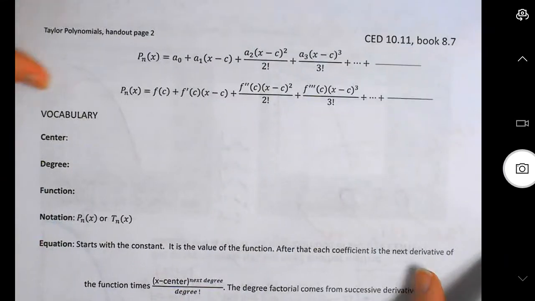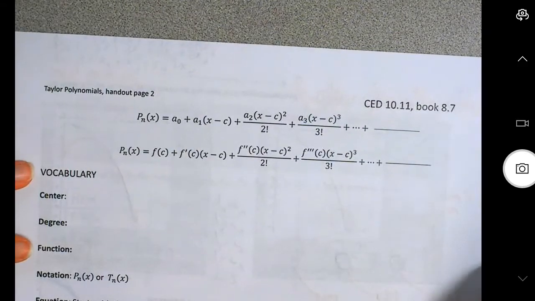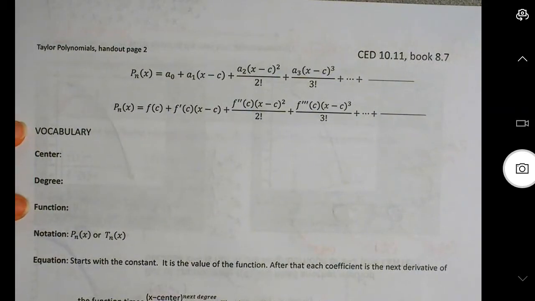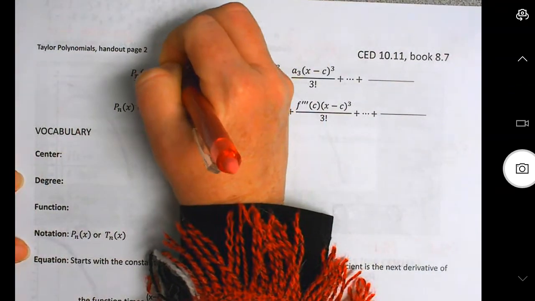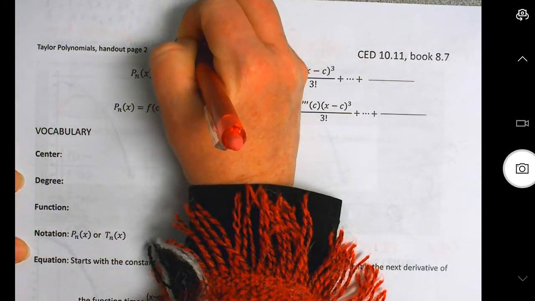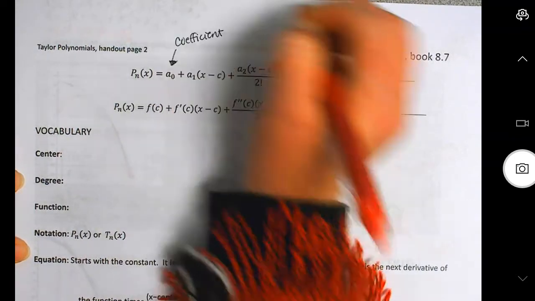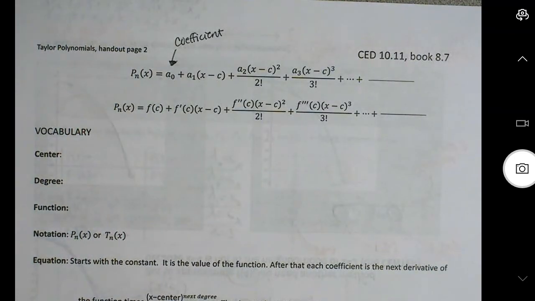Okay, page 2. On page 2, I've got 2 general forms for what it looks like. And we want to talk about vocabulary a little bit, so we're on the same page. We're looking at the basic lineup of what a Taylor polynomial looks like. This a sub 0, this is the coefficient. And that is what determines the behavior of the polynomial that's going to work.